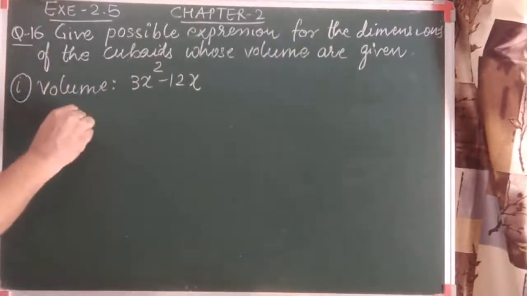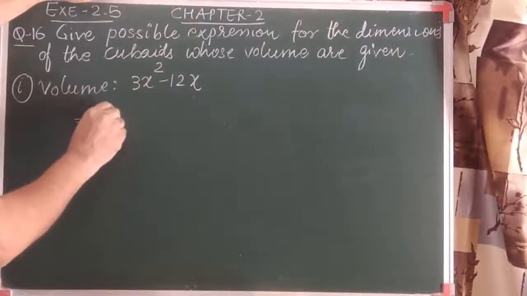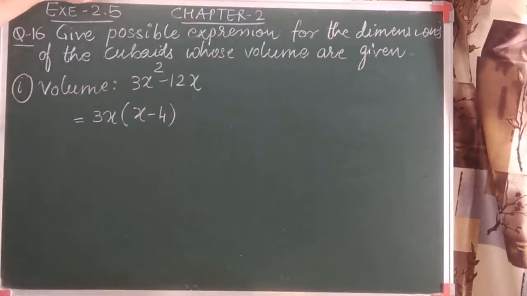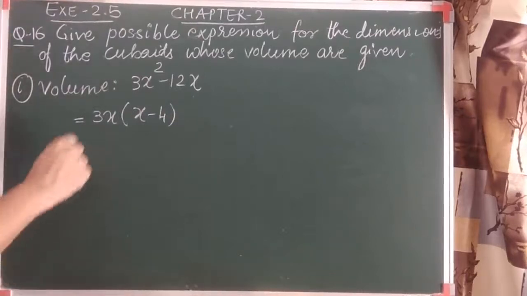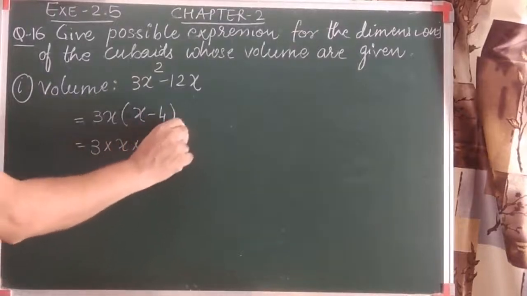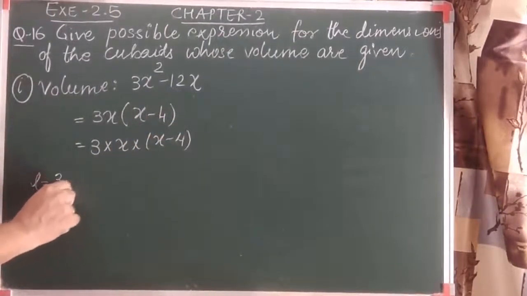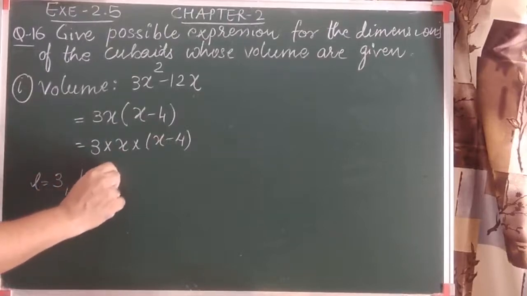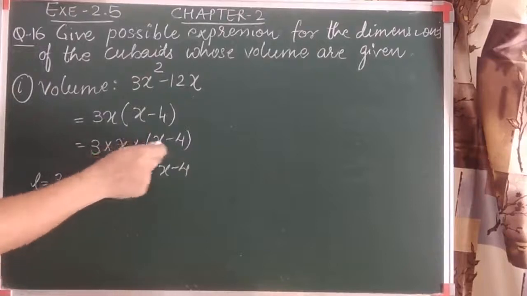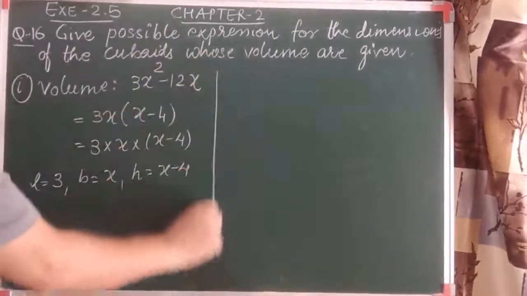So let's do the same thing. Again it's a quadratic polynomial. We can say that 3x is common, so it remains x minus 4. So you can see what could be the length. This can be written as 3 into x minus 4. Now hope you understand that the length could be 3, the breadth could be x and the height could be x minus 4. You can write this as length, breadth, height, or you can change it. Fine. So these are the three factors.